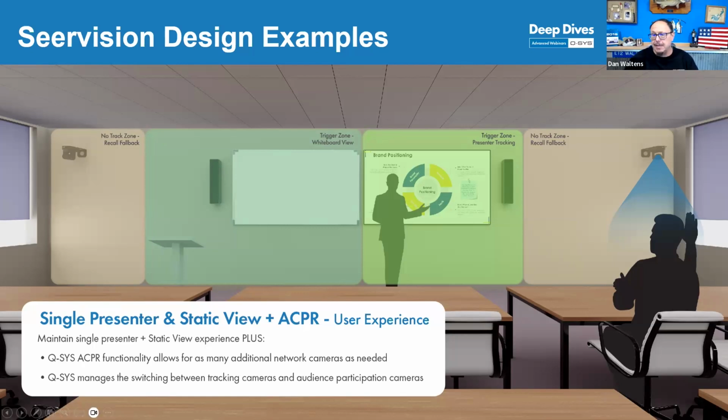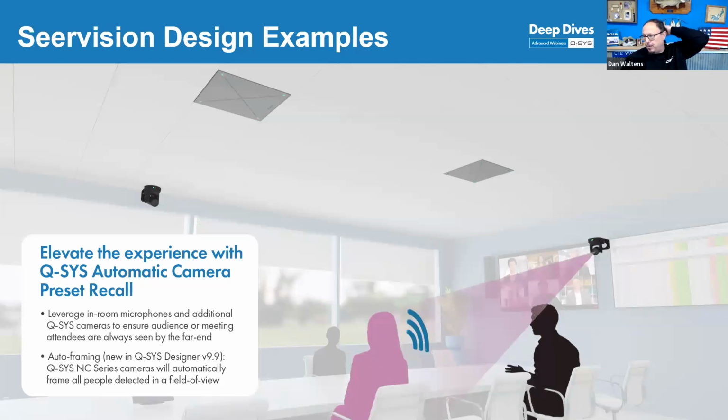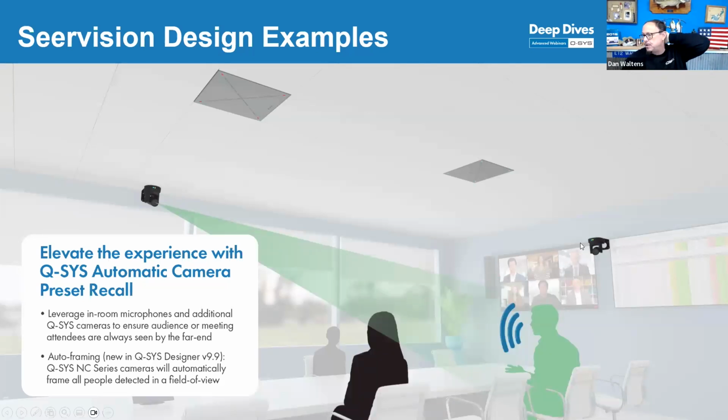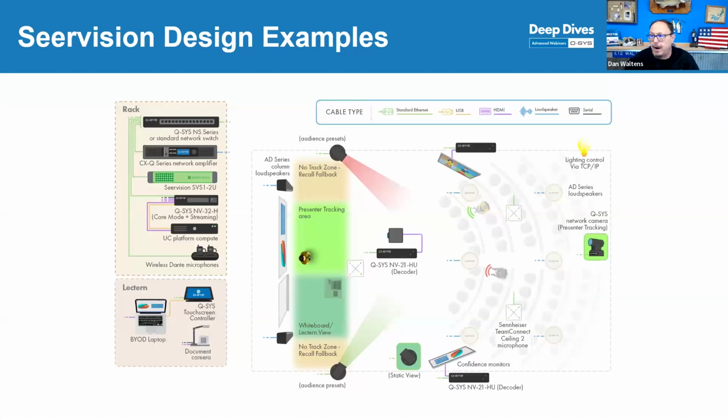The nice thing with this is the tracking is going to go on, but if someone asks a question, the ACPR has said someone in the audience is talking. Let's bring in a shot of them. That's where setting that ACPR up properly matters, like they have to talk for so long. Maybe you want to control how fast it switches, but all of that can be controlled. Elevate the experience with Q-SYS automatic camera preset recall so that as people in the room start to talk, we're actually bringing them into the frame.